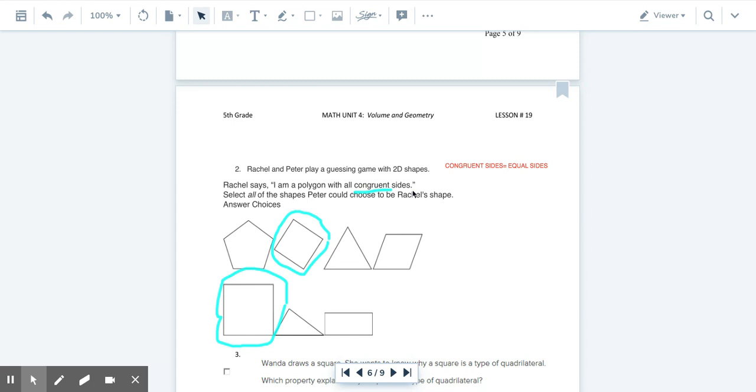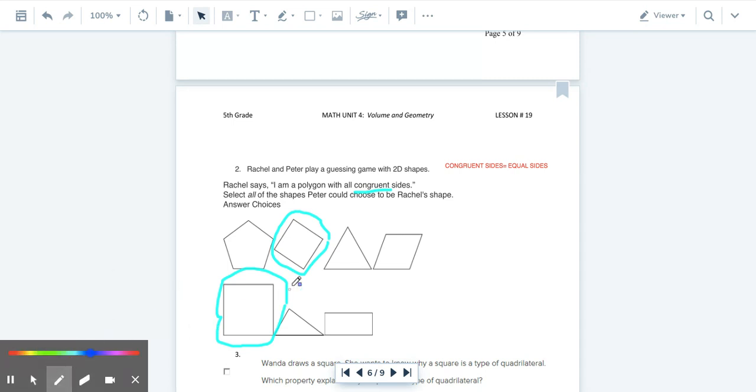What's a polygon we've talked about that must have all equal sides? If you said a square or a rhombus, then you're correct. I circled these two figures because, based on the way that they are drawn, they're the only ones that I can identify as squares. And so I know that a square must have all equal sides.